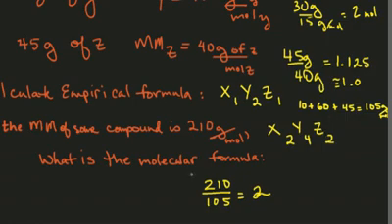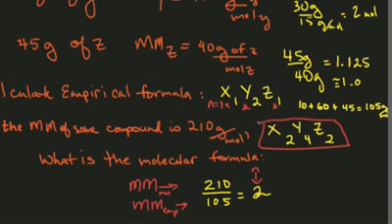All right? So what did I do? Well, I took the molar mass of the molecular formula and divided by the molar mass of the empirical formula. That gave me this whole number. I took that whole number times each one of these subscripts to get this molecular formula.